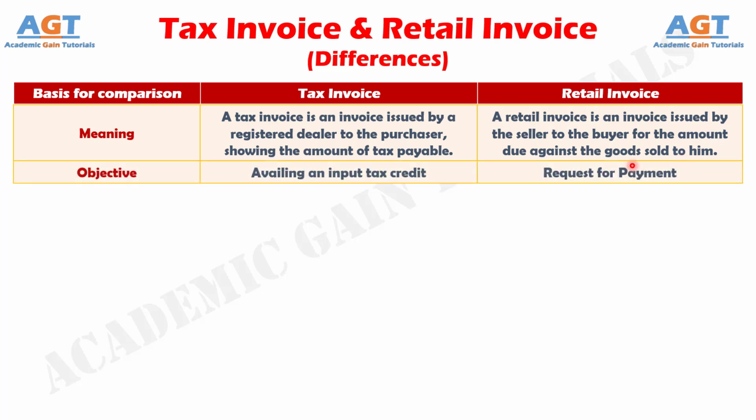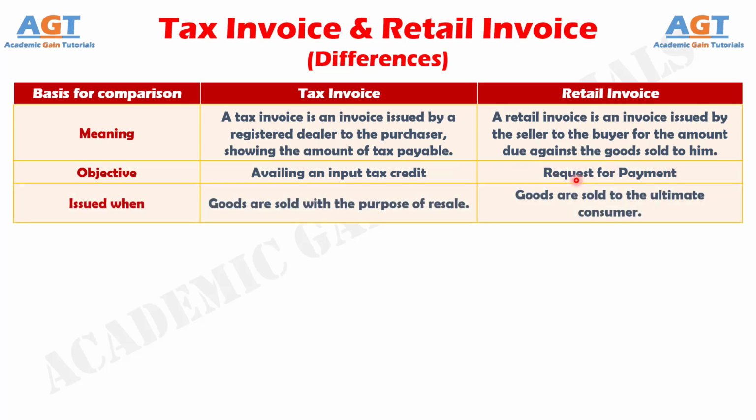Number 2. Tax invoice is capable of availing input tax credit or credit on inputs, that is, tax already paid at the time of purchase, as opposed to the retail invoice, which is simply the request for payment. Number 3. When goods are sold with the purpose of resale, tax invoice is issued, whereas when the goods are sold to the final consumer, retail invoice is issued.